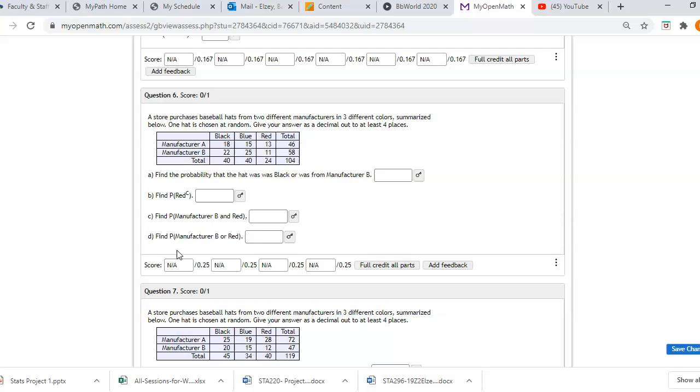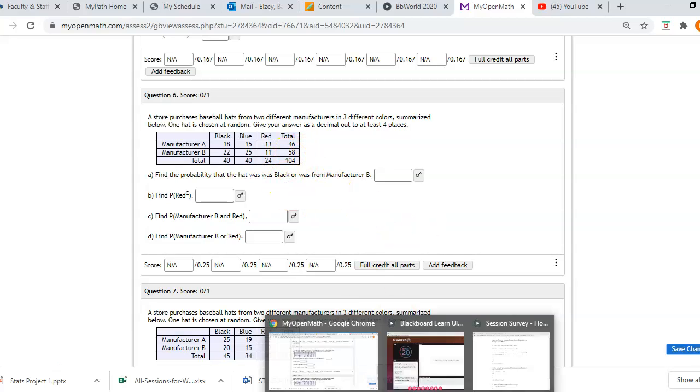Alright, and then lastly, we want the probability that manufacturer B or red. Okay, so we've got hats from either manufacturer B or we have red hats. So if we look at manufacturer B, there's 58 hats in that row. And then we want to put the red hats together with those 58. Now notice though that 11 of those red hats are already in that row. So we don't want to include those again. We have to do the 58 plus the 13 red hats we haven't considered yet. So 58 plus 13 out of our 104.